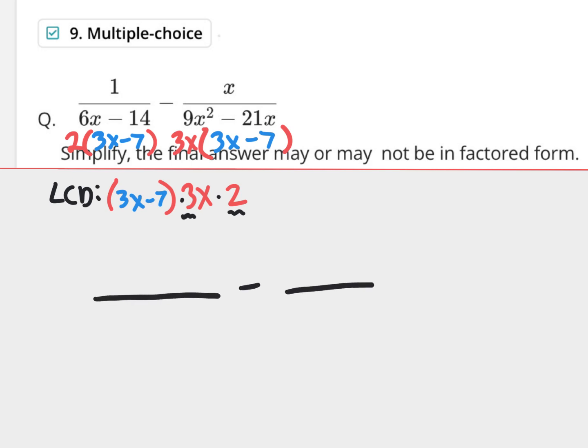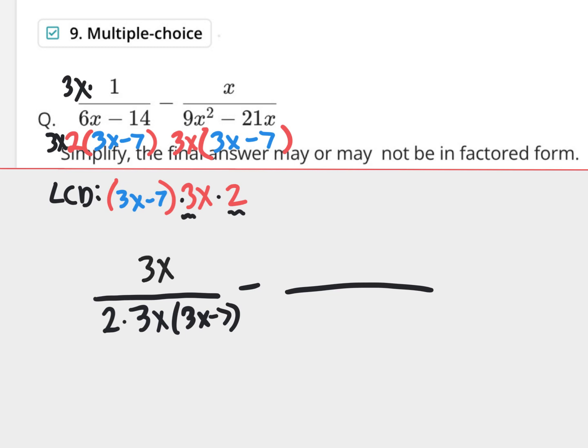But the bottom line is once you have this LCD, you're going to change both fractions to become that LCD. So my LCD is going to be, I'll just leave it as a 2 times 3x times 3x minus 7. And when I look at my first factored form denominator, what's missing to change it to this LCD? I have a 2, I have the binomial 3x minus 7. What's missing? The 3x. So I need to multiply both top and bottom by 3x. So up here I will get a 3x. Are you with me?